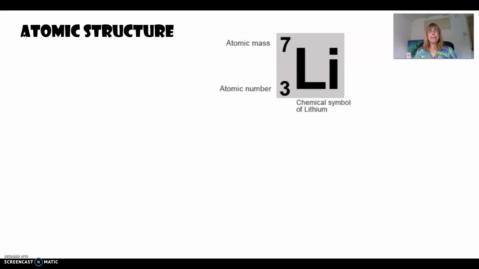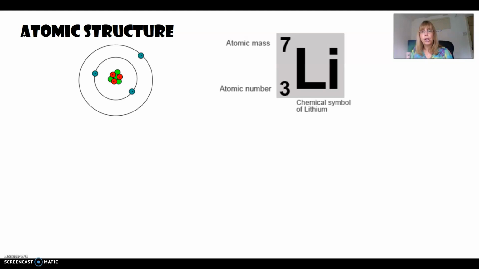Now, the mass number includes the particles that have a decent mass, the protons and the neutrons. Remember, the electrons are so small that they are negligible. We don't count their mass. So if 3 of those 7 are protons, then the neutrons, 7 minus 3, gives me 4 neutrons. Now, if you remember, the protons and the neutrons go in the nucleus of the atom, which is over there, and the electrons go in the orbitals or the shells.